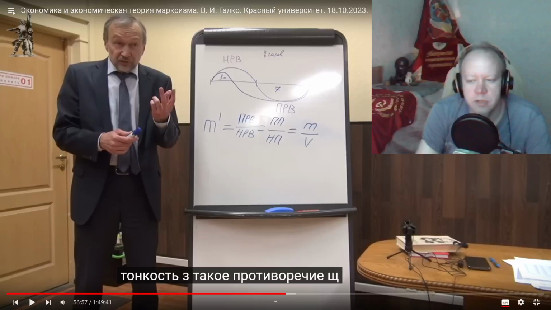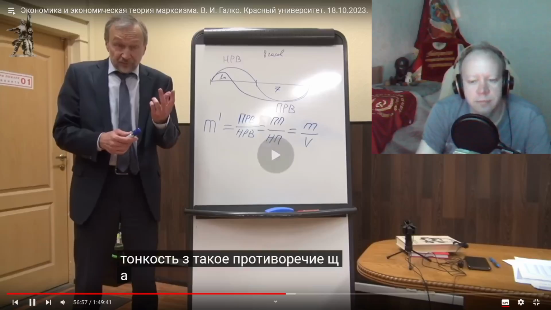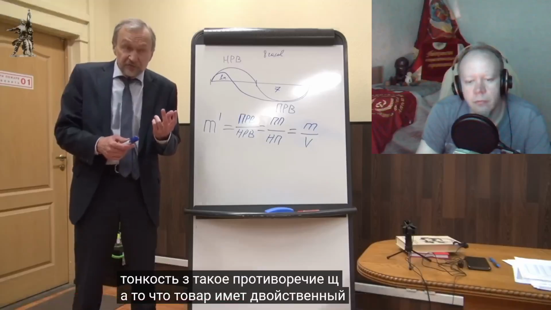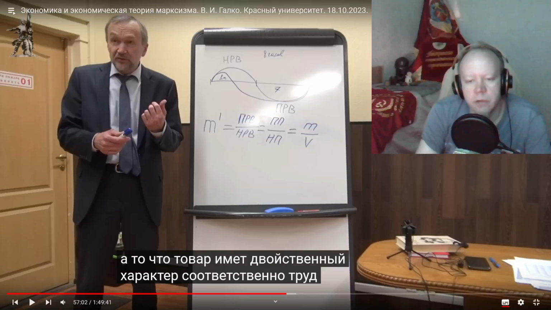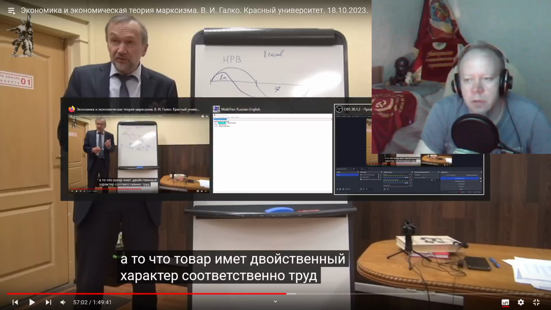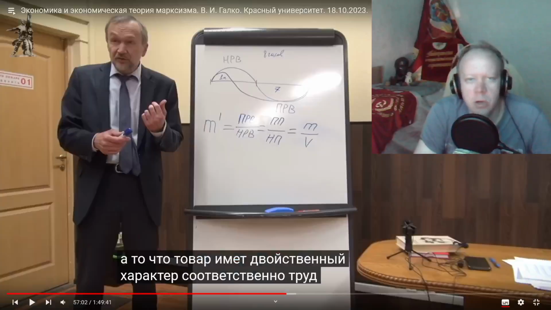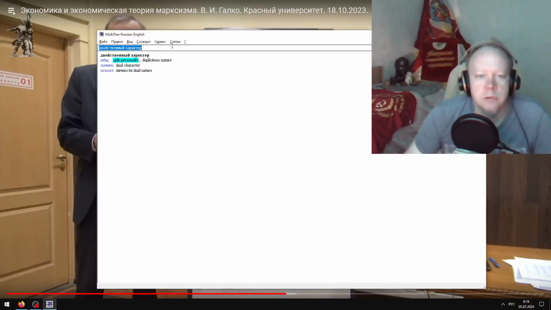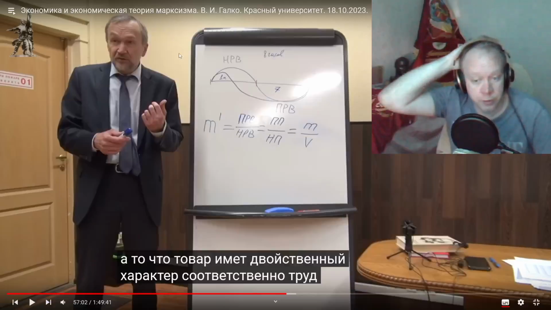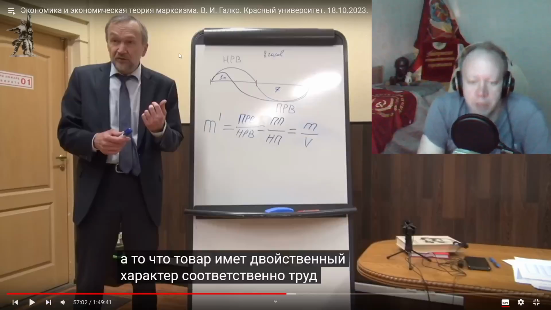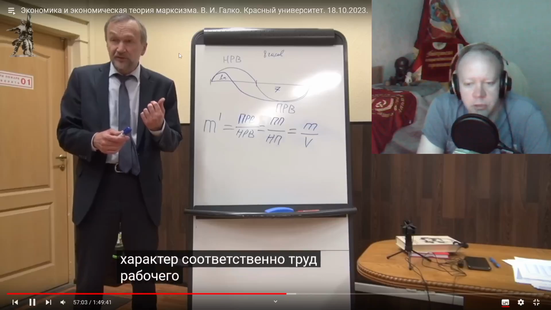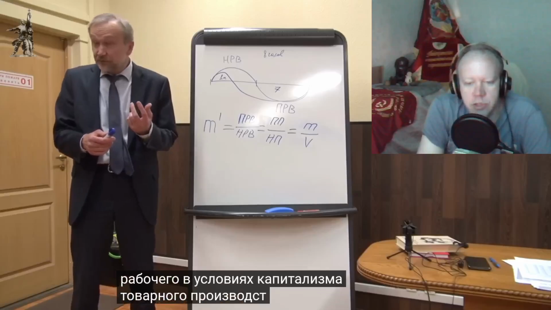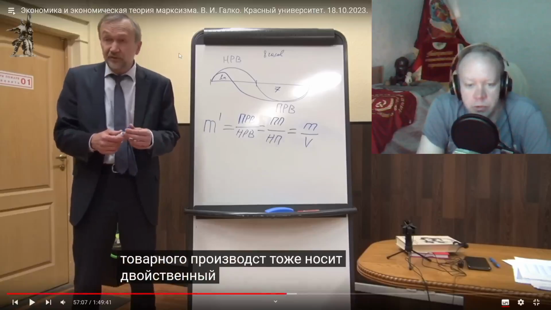So how does this process happen? How do we solve this contradiction? The fact that commodity has a twofold character. Commodity has twofold character, so accordingly, labor of a worker in conditions of capitalism, of commodity production, also has a twofold character.